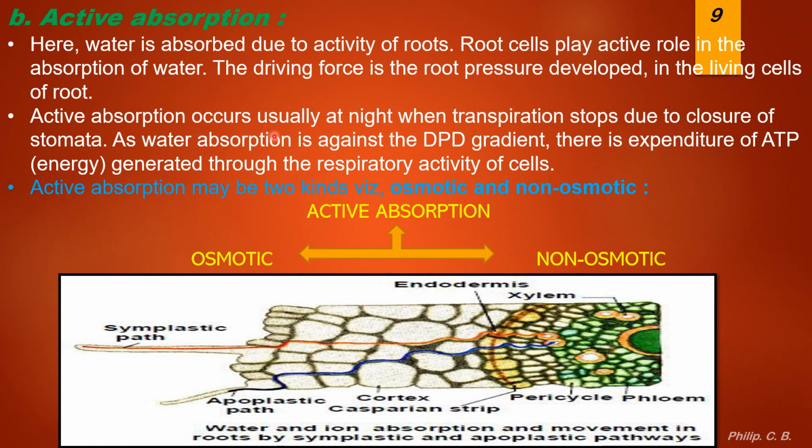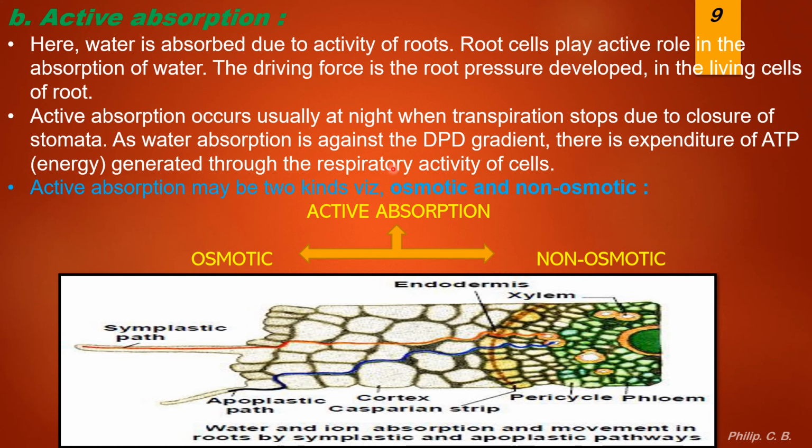Active absorption occurs usually at night time when transpiration stops due to the closure of stomata. As absorption is against the DPD gradient, there is expenditure of ATP, that is energy, generated through the respiratory activity of the cells. Now we can see passive absorption takes place during the daytime, in presence of sunlight and heat, by the transpiration, and it stops during the night time. Vice versa, active absorption takes place at night when transpiration stops.